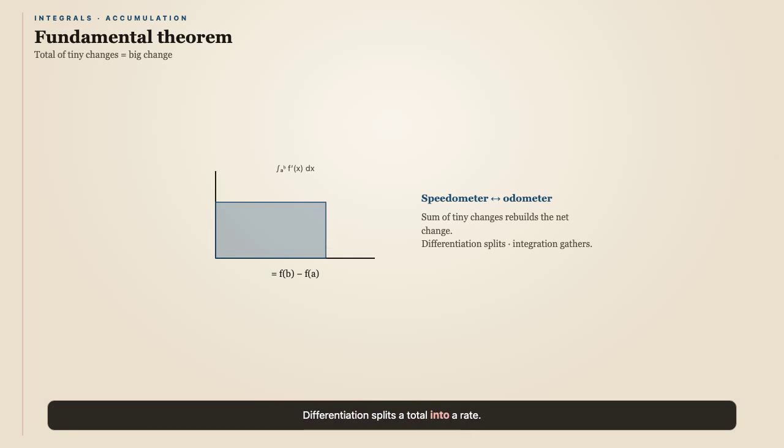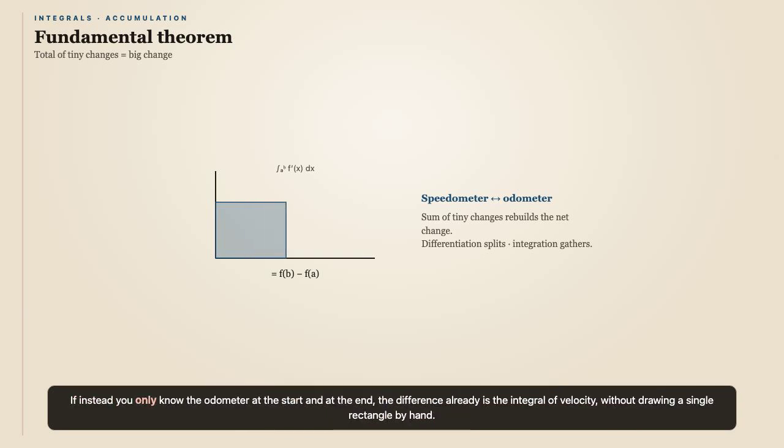Differentiation splits a total into a rate. Integration gathers a rate back into a total. They are inverse crafts. Picture a car. The speedometer shows rate. The odometer shows total distance. If you could record speed every fraction of a second and sum speed times tiny time, you would rebuild how far the car traveled. That sum is an integral of velocity.